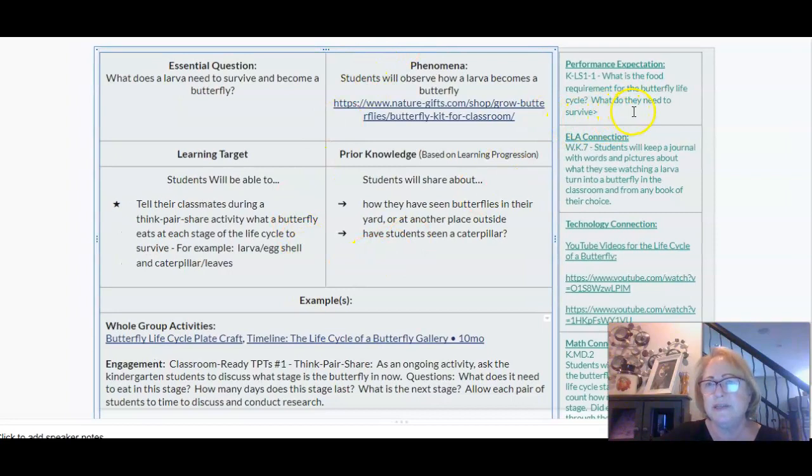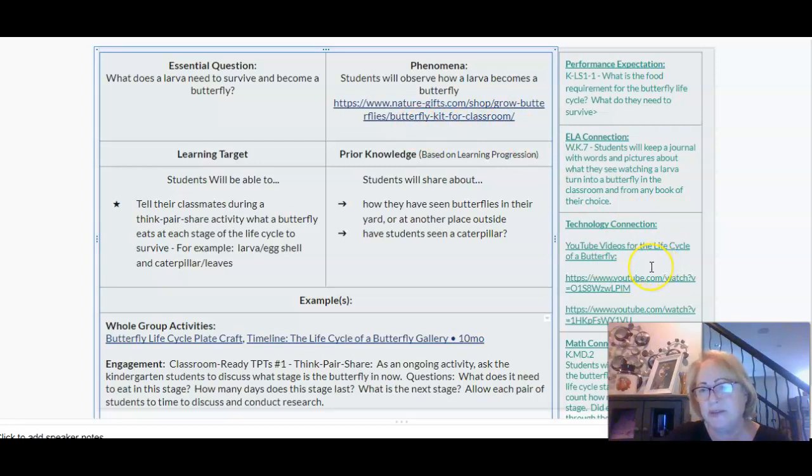Performance expectation is, what is the food requirement for the butterfly life cycle? What do they need to survive? The ELA connection is that students will keep a journal with words and pictures about what they are observing with the life cycle of the butterfly with the butterfly kit for the classroom.